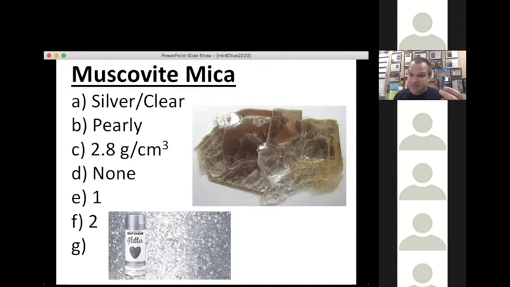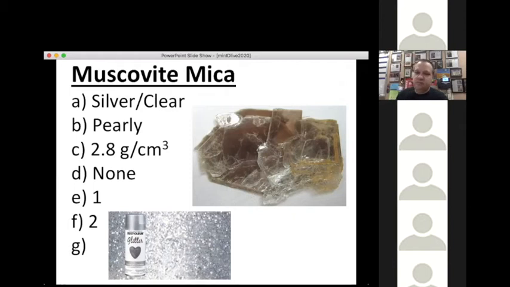Letter F is the hardness. This does not scratch anything. My fingernail can dig in and leave a big mark on that. So it's very soft, also a 2. Letter G, in fact, we had all 3 of them yesterday were soft minerals, all 2 or less.